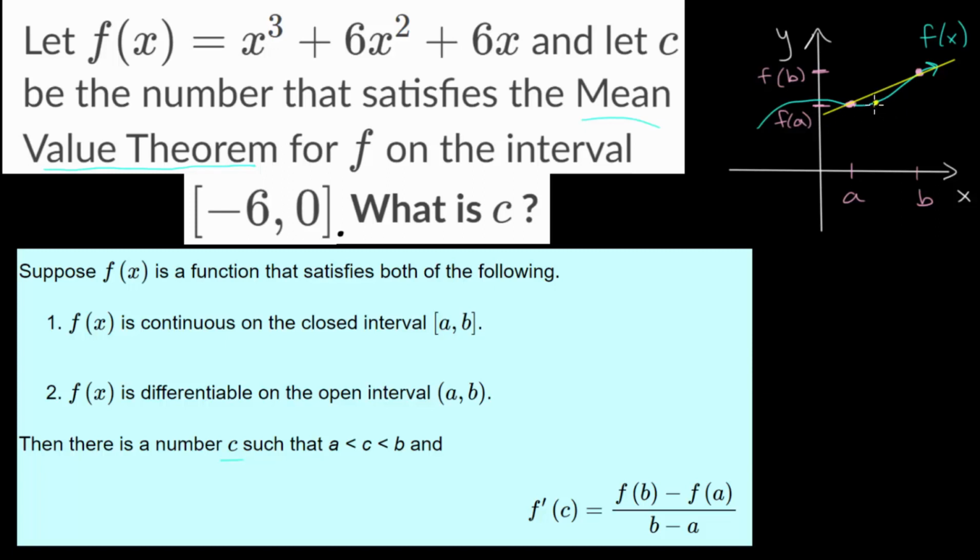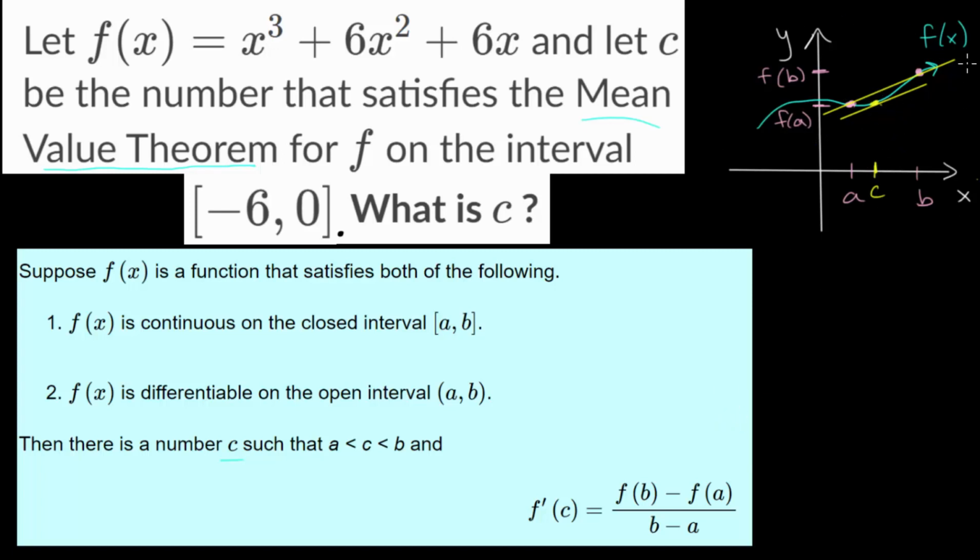And I should mention it could be multiple points. It doesn't just have to be one point, but there is at least one point such that when we draw in the tangent line at that point, it will essentially be parallel to this secant line. Or in other words, it will have the exact same slope as that secant line. And again, we can call this point c. Now, the mean value theorem doesn't explicitly tell us what that value c is. It just tells us that there is some point on this interval where c exists and has this exact same slope.